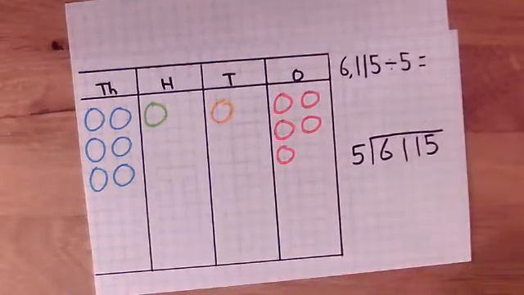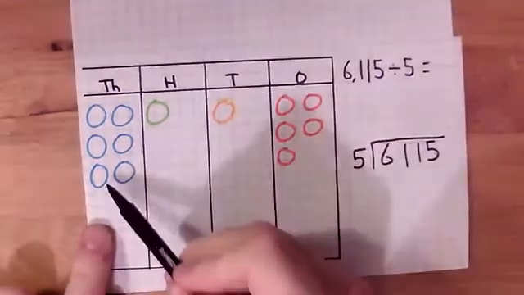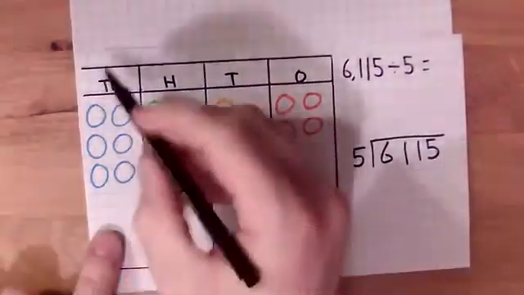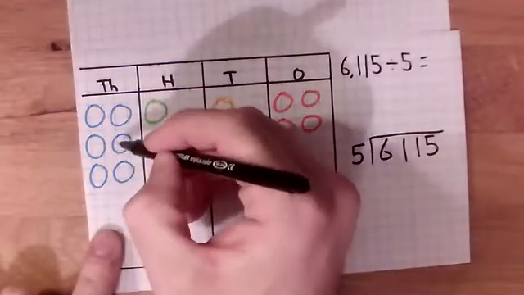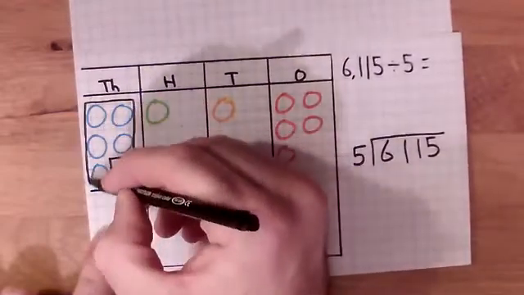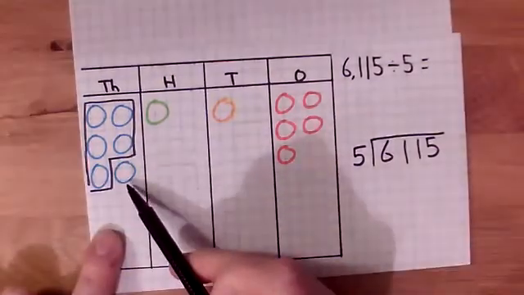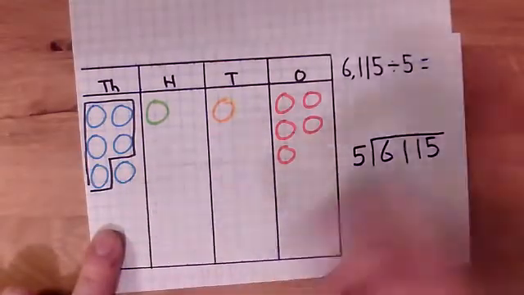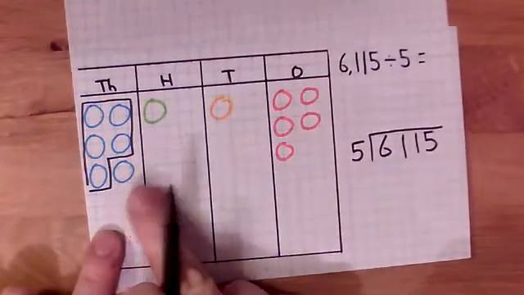So what we need to do, we're going to start over here in our thousands. I'm going to look for lots of 5. So I've got 1, 2, 3, 4, and 5. So I've got one lot of 5 here, and I've got 1 left over. So I can't do anything with that. I can't divide it by 5. I have to exchange it.